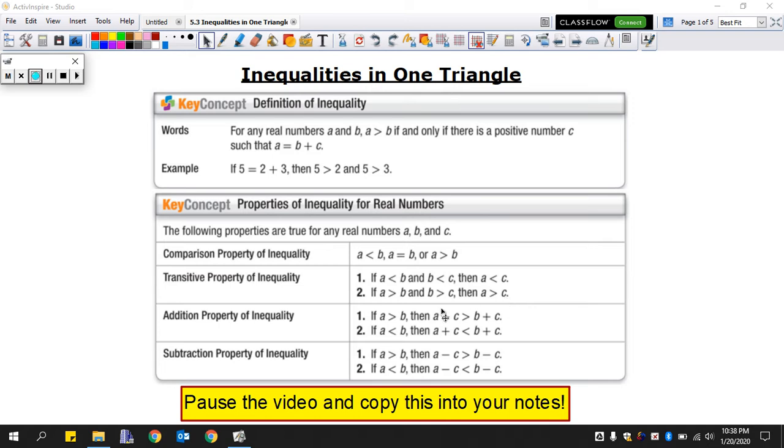The addition property of inequality just simply says that you can add the same number to both sides of the inequality and the inequality stays true. And same thing with the subtraction property of inequality, saying that you can subtract the same number from both sides of the inequality and the inequality remains true. Pause the video and copy this definition and these properties into your notes.